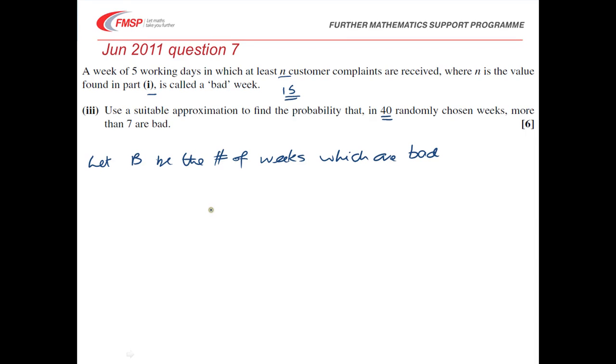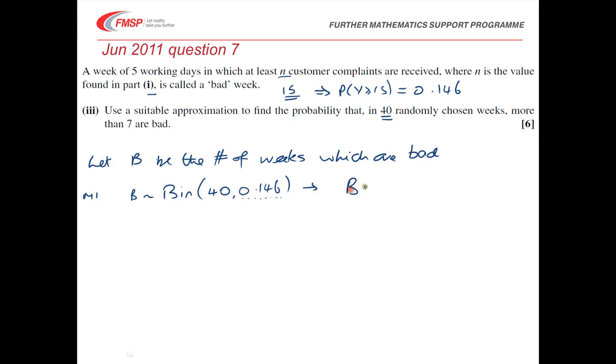Okay, so if we look back at this, the probability of being 15 or greater turned out to be, from the question, 0.146. So this distribution here, B, is going to be a binomial distribution where we are doing something 40 times, and the probability of having a bad week is going to be 0.146. Okay, and you get yourself a method mark for that, which is nice. Now, you can't use your tables for this, so again, it's all about approximating this to the normal.